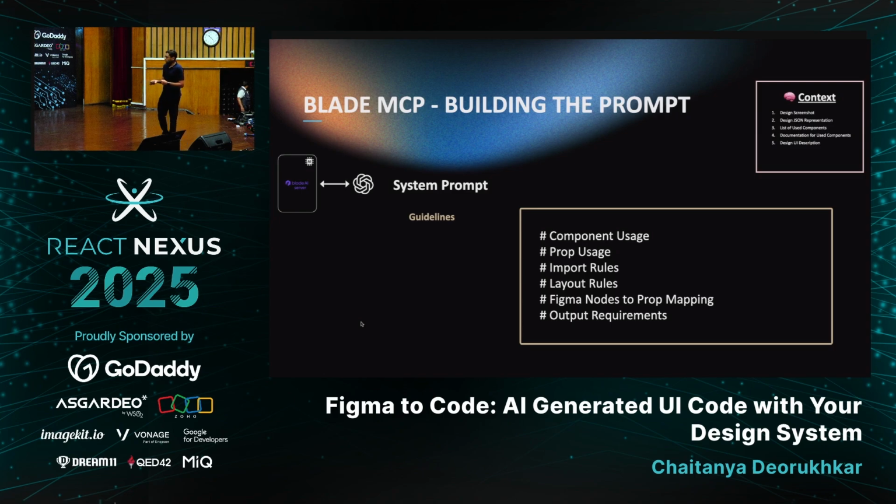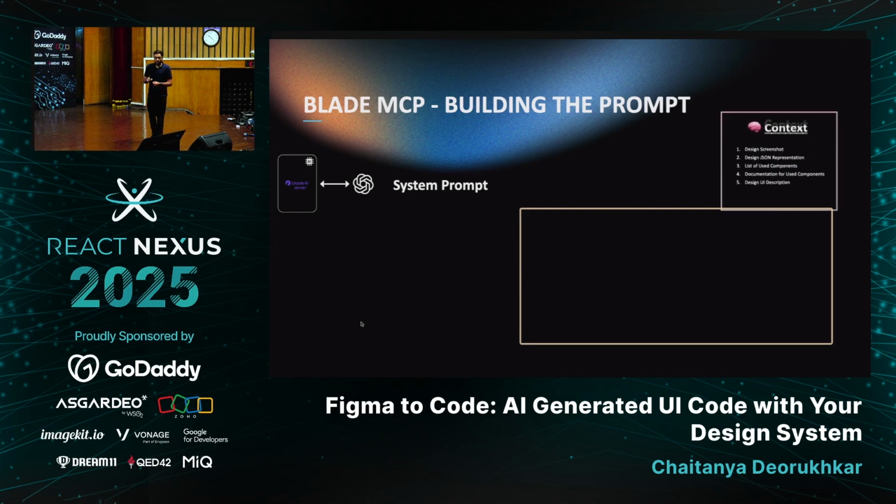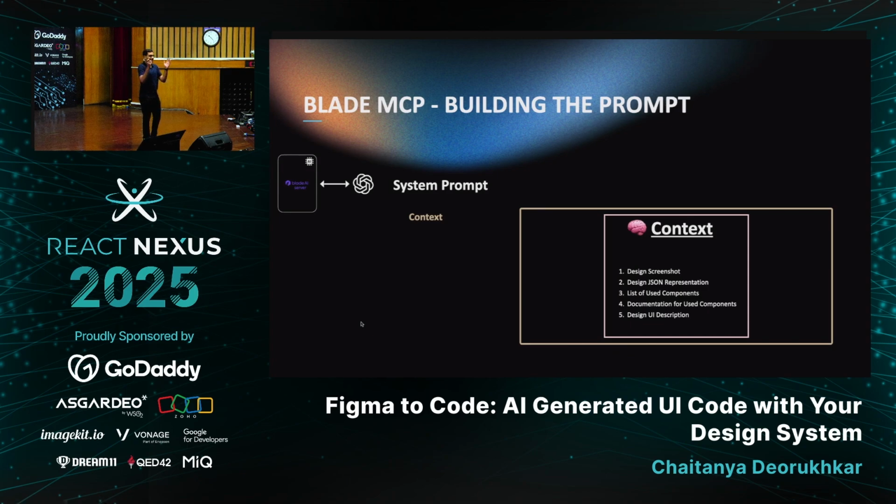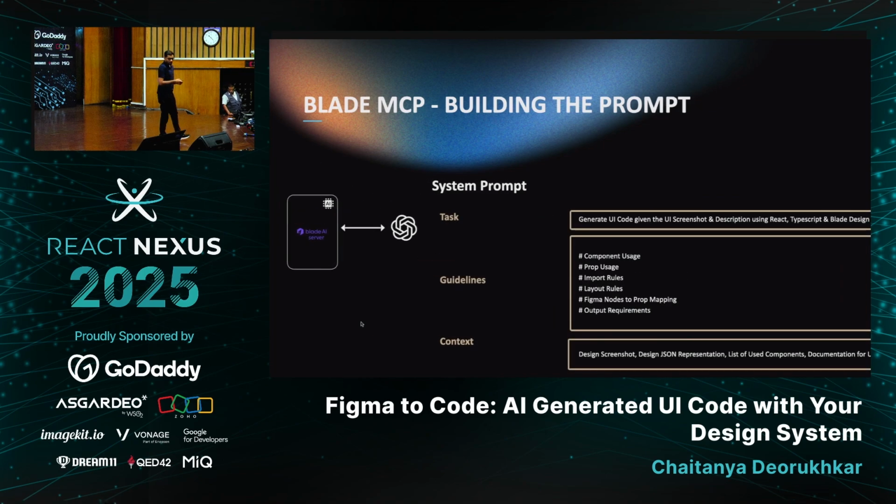And finally, we give it some output requirements: what kind of output we want, how we want it to be structured. The more detailed these guidelines are, the better your outcome will be. We had to tweak our guidelines a lot so that AI could really understand what needs to be done. And finally, all the context that we collected, we're going to attach it to the prompt as well, so AI can use all of this information to actually create code.